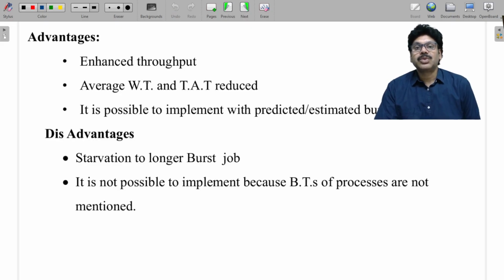It enhances the throughput, and average waiting time and turnaround time are completely minimized, because that is the main advantage of a CPU scheduling algorithm. We want to reduce average waiting time and average turnaround time as much as possible. Therefore, throughput gets enhanced. The disadvantages: there is starvation of the longest job, as usual, and it is only possible to implement with predicted or estimated burst times.